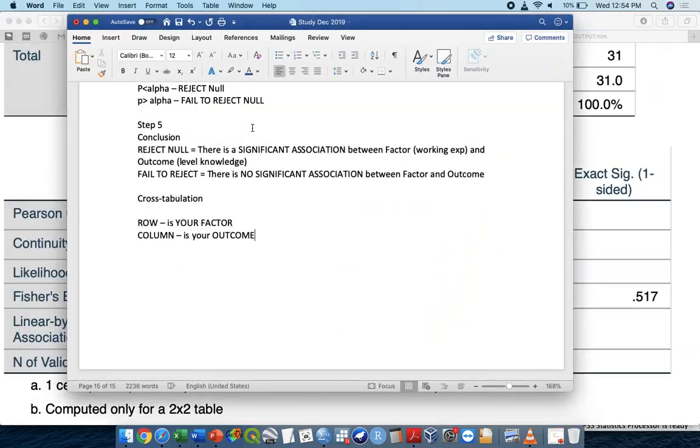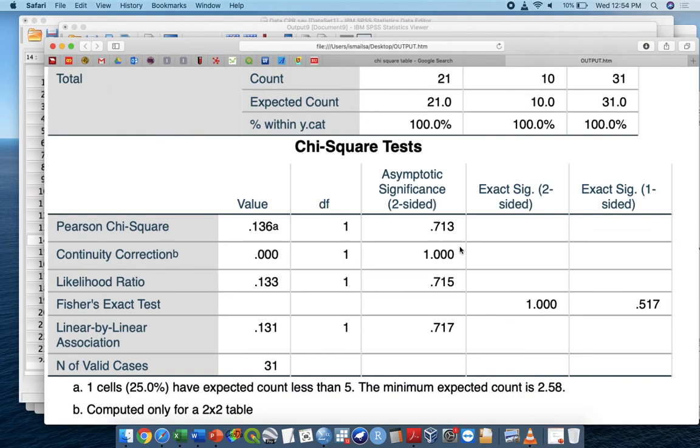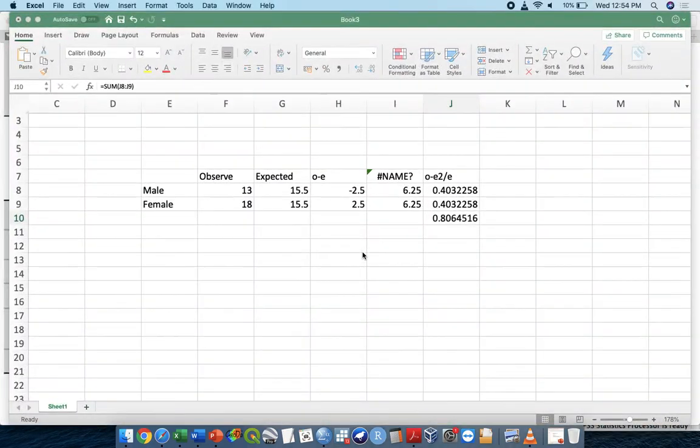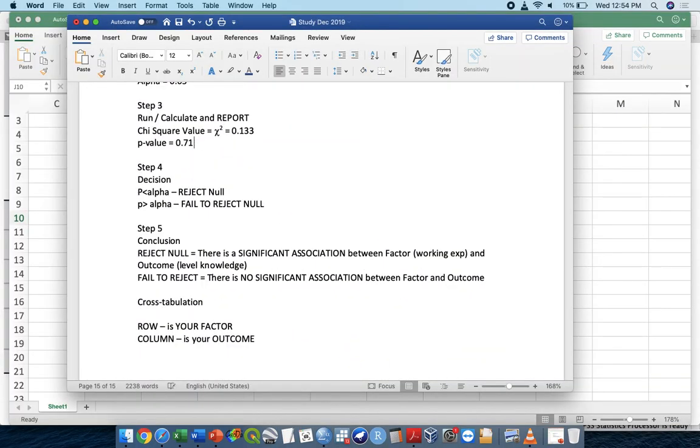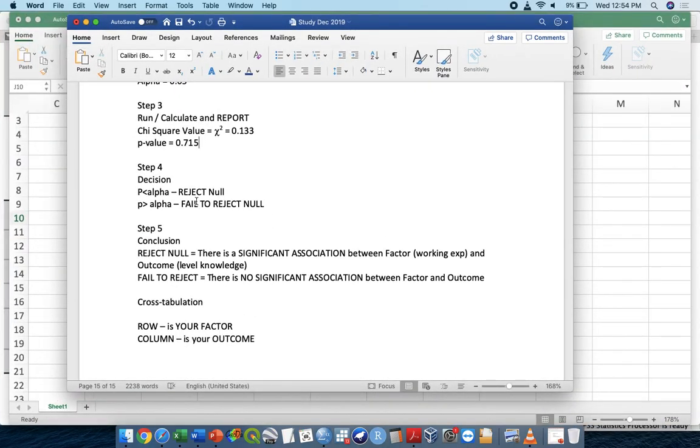Because the value of the chi-square cannot be taken out. Why? Because it is violated. And then you are talking about this one, 7.15. And therefore, I would like to ask you whether you want to reject or fail to reject this null hypothesis. Fail to reject your null hypothesis.